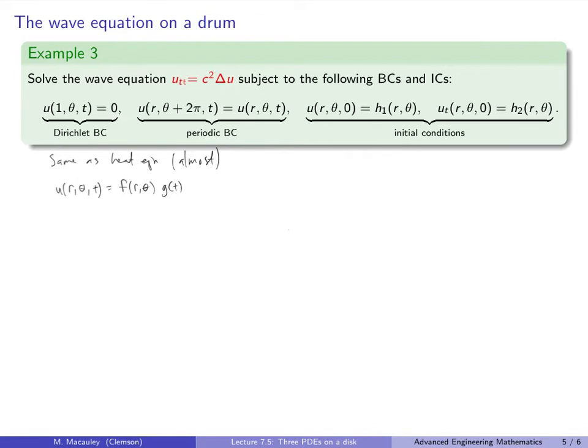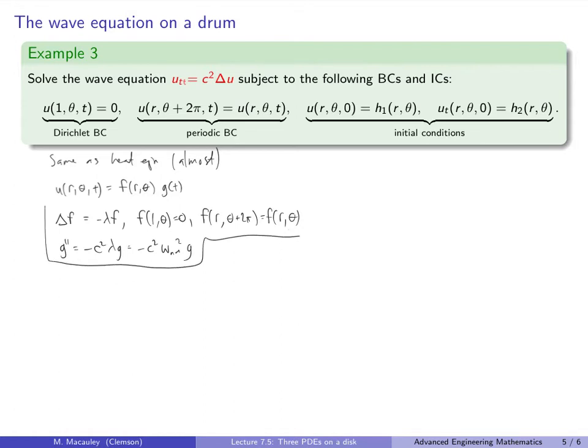So we've seen this enough that I think you can buy that the first equation is the Laplacian of f equals negative lambda f. So it's Helmholtz's equation in polar coordinates. f of 1 theta equals 0, and f of r theta plus 2 pi equals f of r theta. And then the second one is g double prime equals negative c squared lambda g, which is negative c squared omega nm squared g. So again, as before, everything in f is the same because the spatial derivatives are the same. The only difference is we have a double prime instead of a single prime.